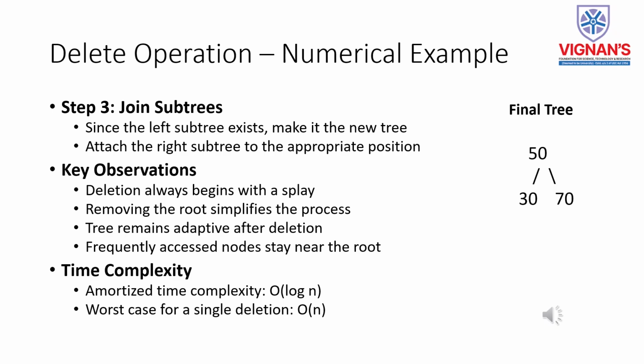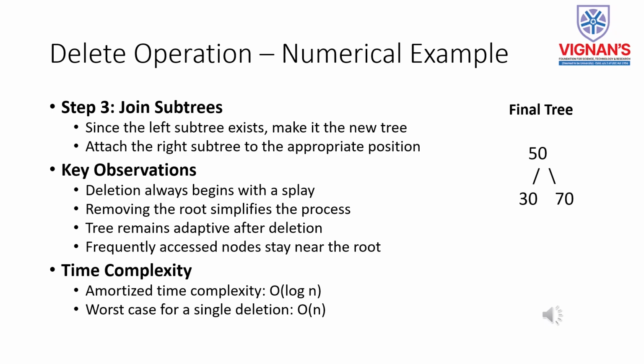The time complexity for this deletion operation: the amortized time complexity is O(log n). Over many operations, the average time remains logarithmic. The worst case for a single deletion is O(n). In rare cases, a single delete operation may take linear time.